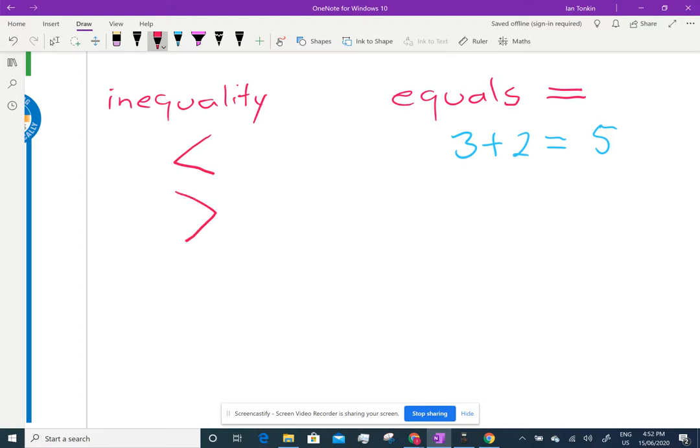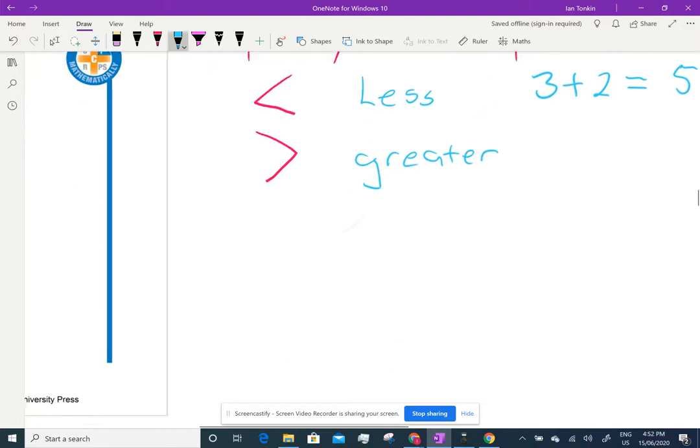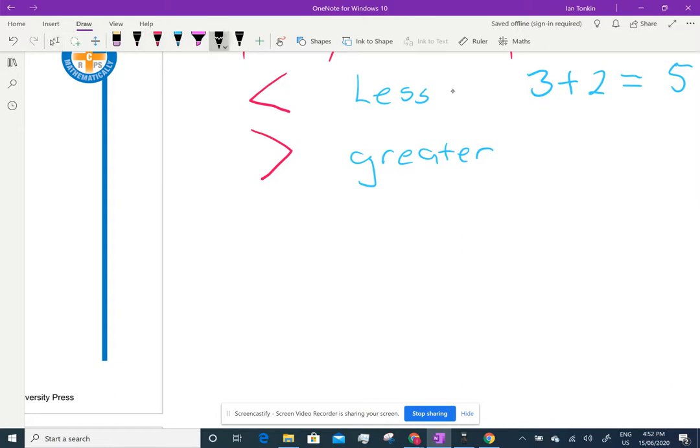Now some people will say, because we normally read left to right, that this one is less than. But it depends which way you read it. And this one is greater than. Let's have a look. So let's take 5 and 3. Well, 5 is greater than 3. But you can read that the reverse way and say 3 is less than 5. That's the beauty of mathematics. We can read it left to right and right to left.